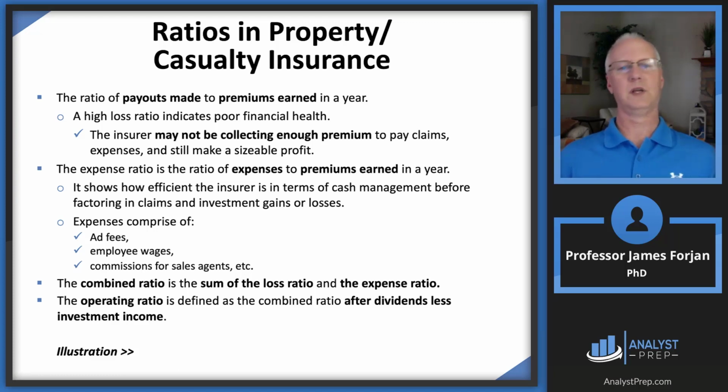Now, the expense ratio is the ratio of expenses, which includes things like advertising fees and wages for the employees and any kind of commissions and any other stuff that you can throw in there for expenses. And so this expense ratio, just like when we look at the expense ratio for mutual funds, tells us how efficient the insurer is in terms of cash management. Now, if we combine the loss ratio and the expense ratio, we get the combined ratio. How's that for a clever terminology? And then the operating ratio is defined as the combined ratio after dividends less any investment income.